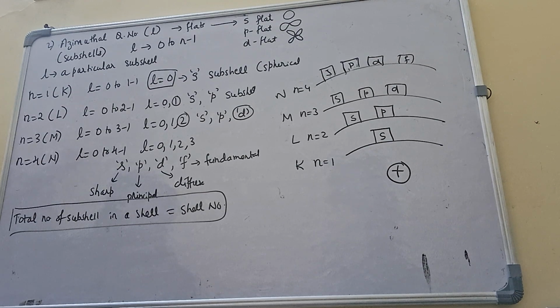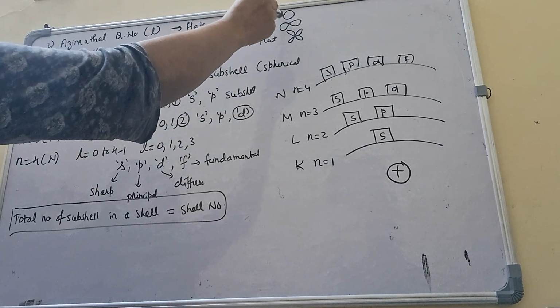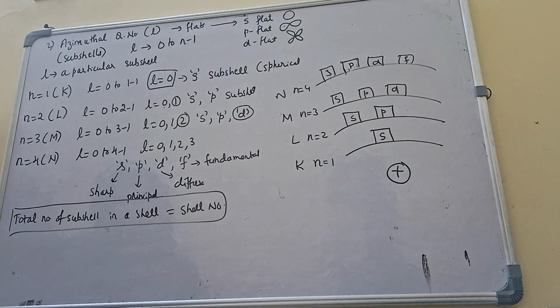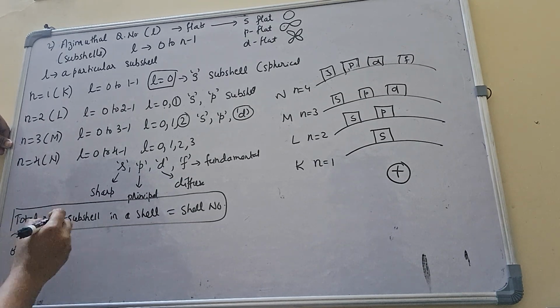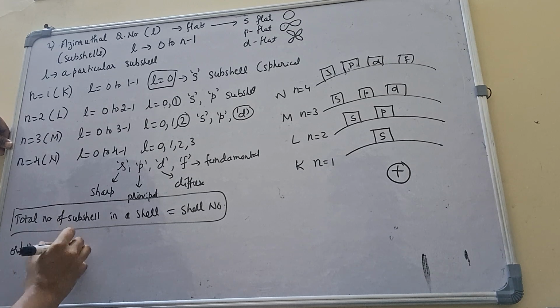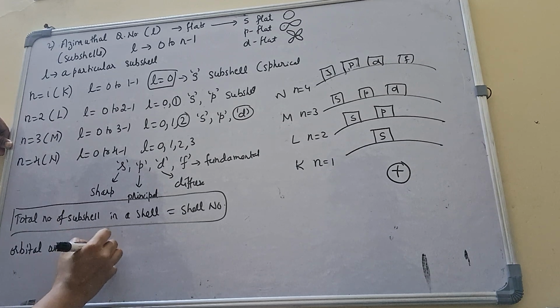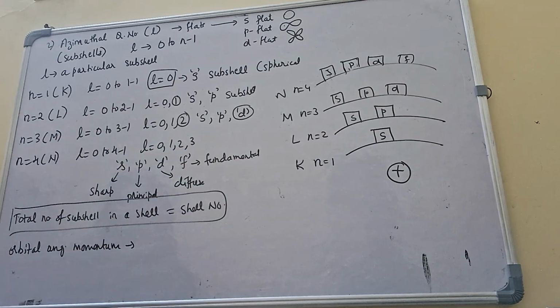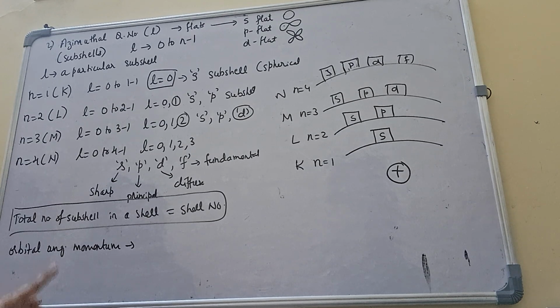Okay, so shapes I have already told you. This is spherical, this is dumbbell and this is double dumbbell. Okay, now there is something called orbital angular momentum. Because it is going around the nucleus in a definite orbit, it's just like a circular motion. In physics, we have studied about angular displacement, angular velocity, angular acceleration.